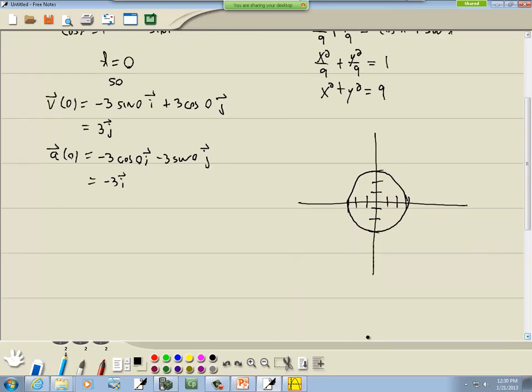If we look at the graph of those, this 3j, there is no i, so x doesn't change, but y increases by 3. Which means from this point, which is where we're looking, 3, 0, we're going to go up 3 for velocity, sorry. For acceleration, it's negative 3, so from this point I go back 3, like that. And that's our velocity and acceleration vectors.